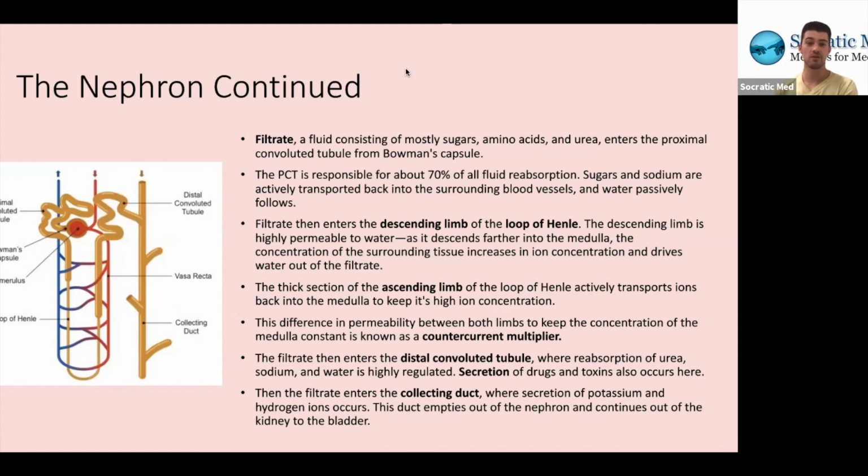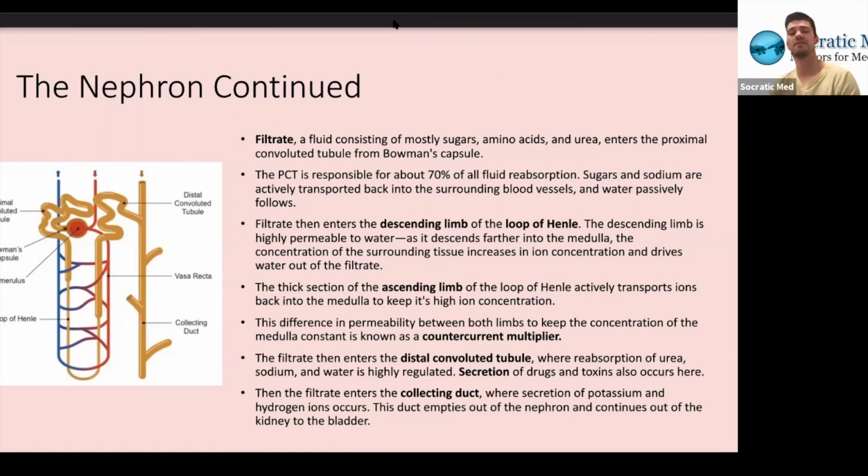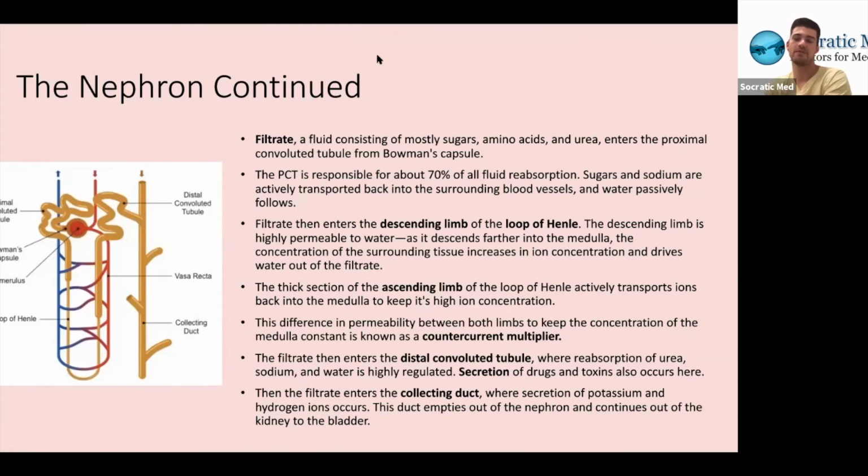So picking up where we left off on the last slide, the proximal convoluted tubule is responsible for about 70% of all fluid reabsorption. So sugars and sodium are actively transported back into the surrounding blood vessels, and water passively follows. So it's important to have an understanding of osmosis and how it works. It's not too hard conceptually in terms of the kidney. All you really have to remember is that water pretty much follows where the solute goes. So sugar and sodium gets pulled back up, water is going to follow.